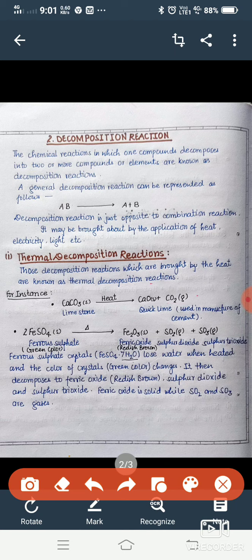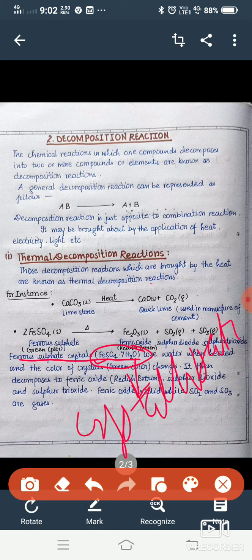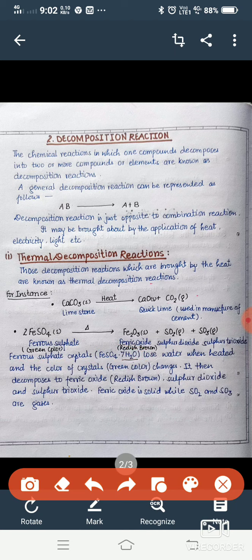Now here the question arises: what happens when we heat ferrous sulfate crystals? The formula of ferrous sulfate crystal is FeSO4.7H2O. Here this H2O is known as water of crystallization. And the question in the viva or in the board examination is: what is the function of this water?